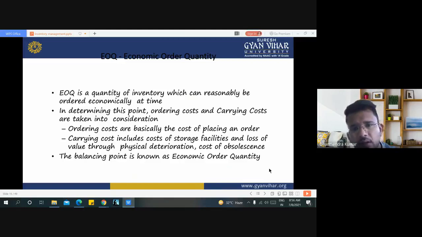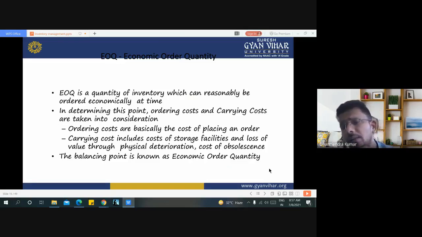Ordering costs are basically the cost of placing an order, and the carrying cost includes cost of storage facilities, cost of transportation, cost of loss of value through physical deterioration, or the cost of obsolescence. Any type of carrying cost, any type of damage during carrying or during the inventory, is all included in the carrying cost. The balancing point is known as economic order quantity.